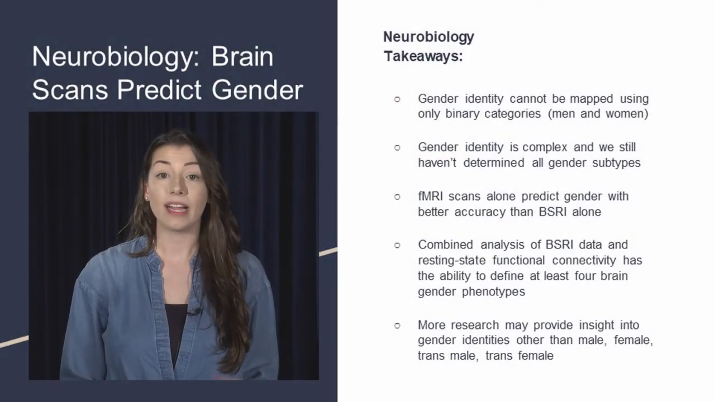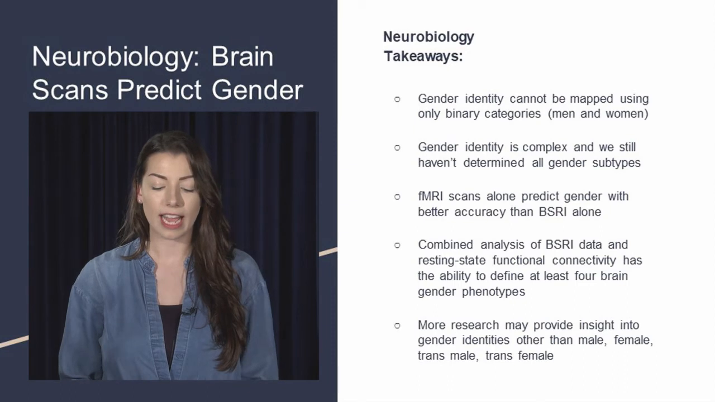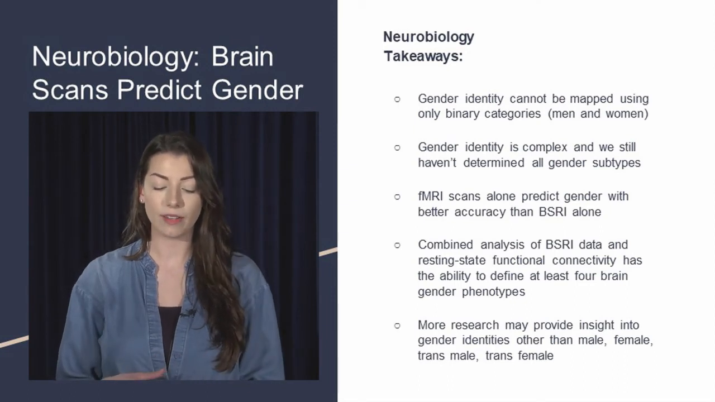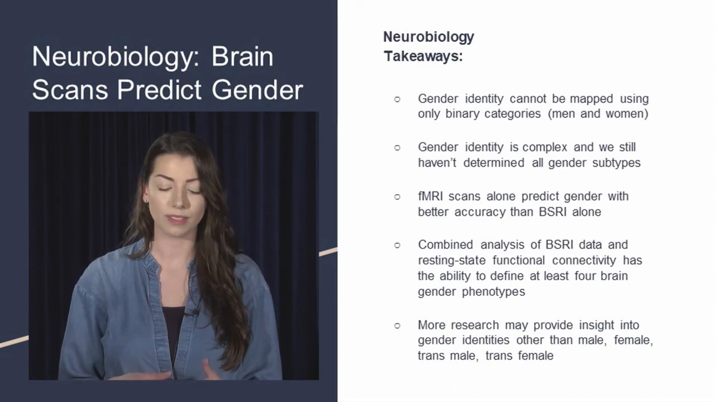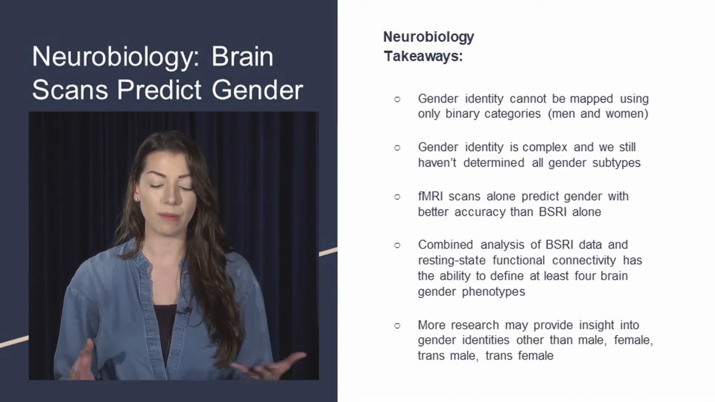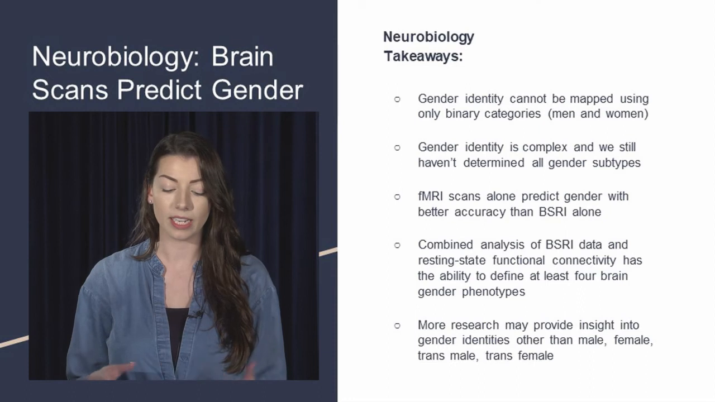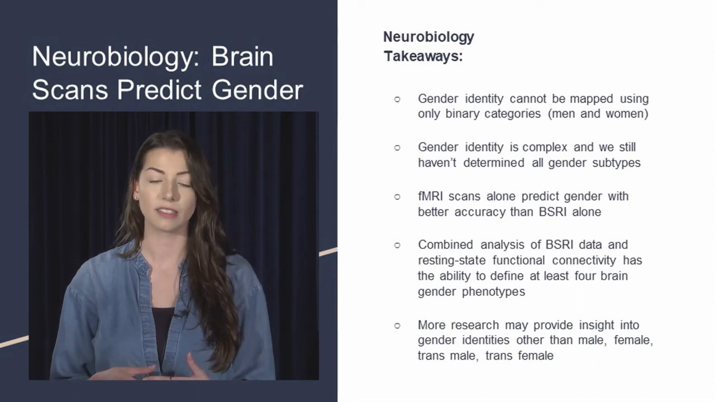This brings us to a few main points. Gender identity cannot be mapped using only the binary categories of male and female. Gender identity is complex, and we still haven't determined all gender subtypes. But combined analysis of BSRI data and resting state functional connectivity has the ability to define at least 4 gender subtypes. More research may provide insight in determining a continuum of future gender identities.